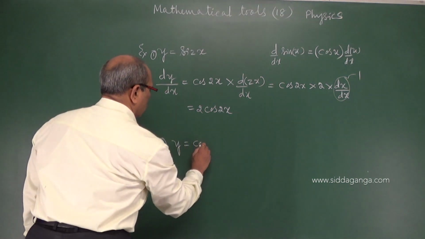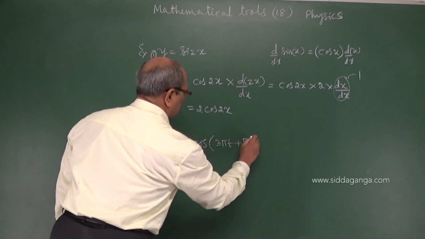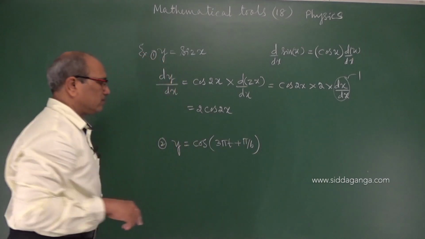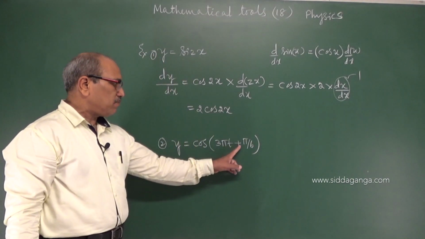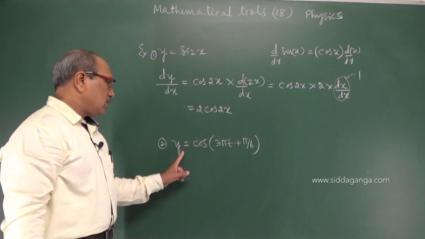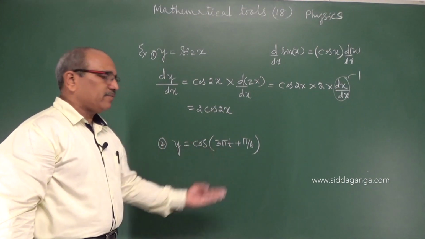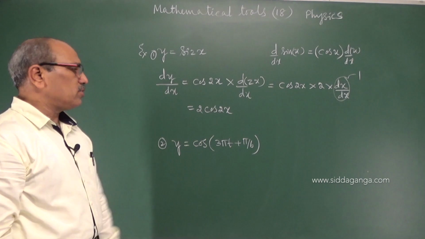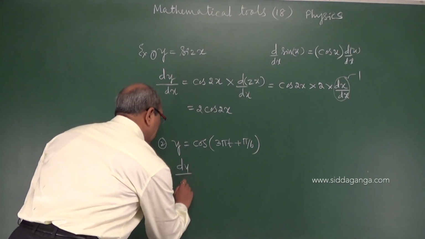y is equal to cos 3 pi t plus pi by 6. It is a variation with t, time. It may be any y. Let us think of it as displacement and time. A periodic variation is visible.